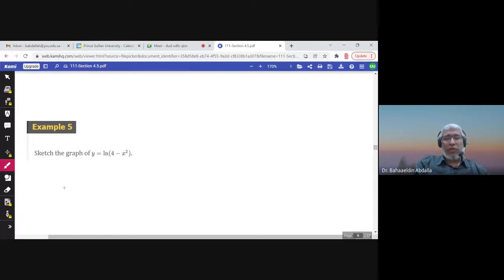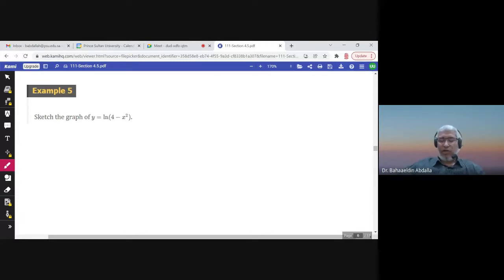Let us continue our lectures about curve sketching, and let us here also consider three different examples. Let us start with this function, y equals ln(4 minus x squared).